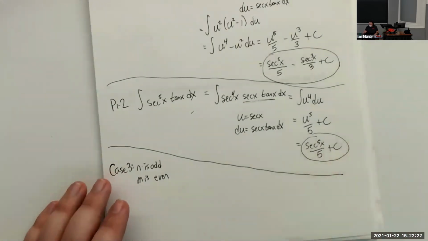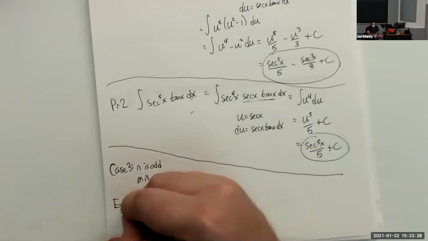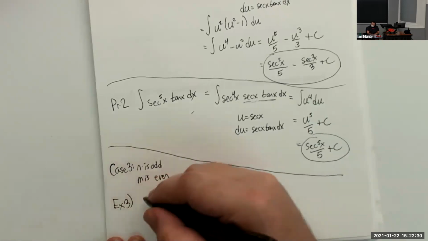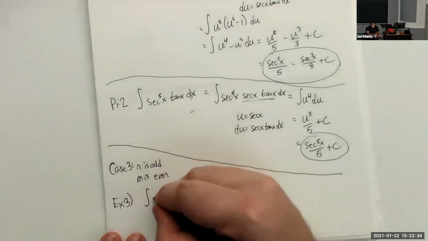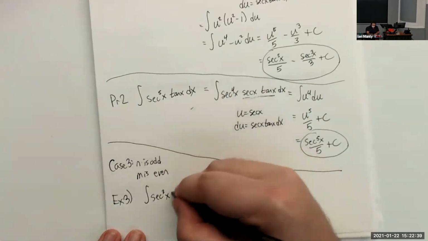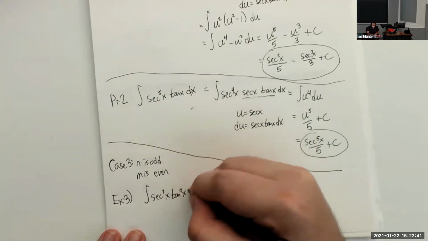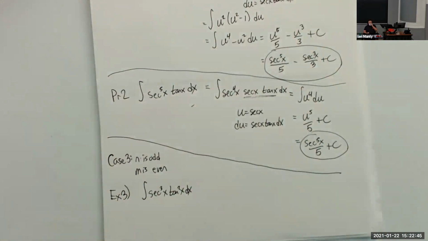So let's see an example here. Let's see. Our example for this one, and the scary part is this is probably one of the easiest examples of this, but it's still going to take a while. It's secant cubed times tangent squared. Okay. So we're going to integrate this guy.